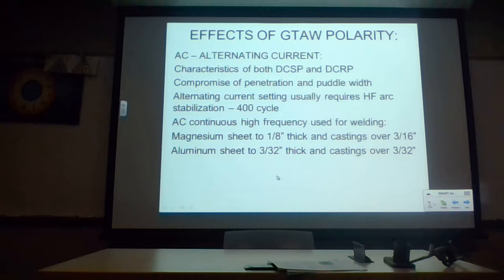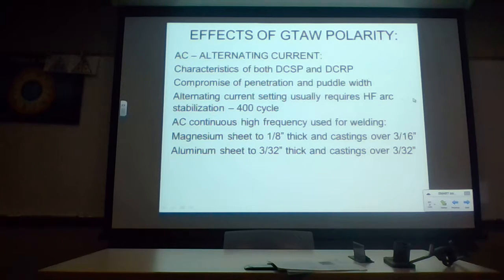What we'll do is we'll use half of the alternating cycle in order to produce the penetration. The other half of the alternating portion of the cycle and current we're using for reverse polarity, which will help to ionize the gas and feed it to the work surface for cleaning. So it's probably best used for aluminum and magnesium when we weld.